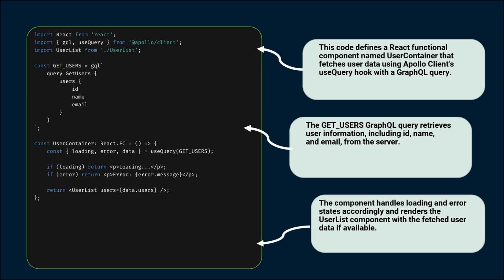We immediately handle the loading and error states to improve user experience by showing appropriate messages while the data is being fetched. Once the data is successfully retrieved, we pass the user information down to the userList presentational component, ensuring a clean separation of responsibility. This structure not only enhances code readability, but also maintains ease of testing and future scalability.